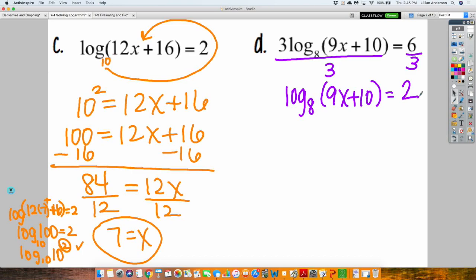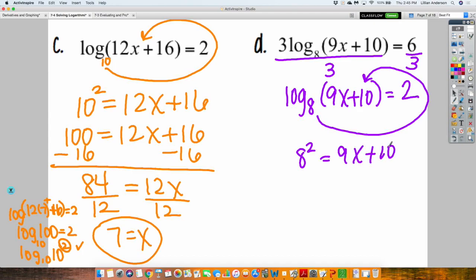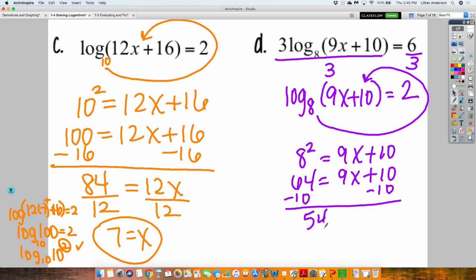Now I need to write it in exponential form. So it becomes 8 squared, which is 64, equals 9x plus 10. How do I solve? Subtract the 10 over. So that gives me 54 equals 9x. And x equals 6 because I divide by 9.